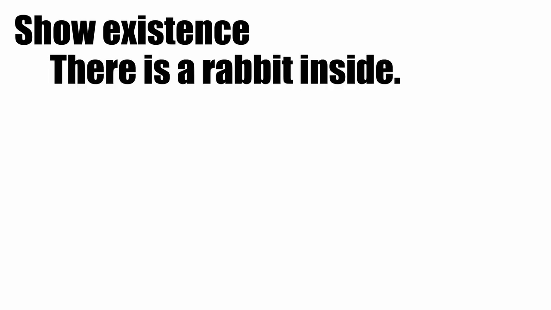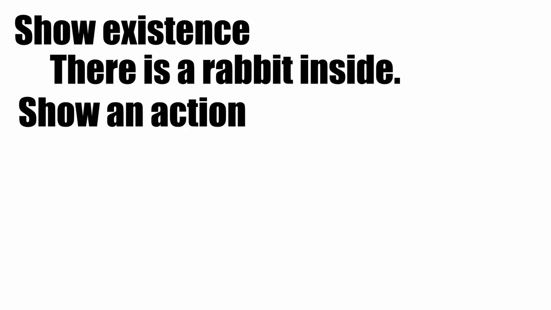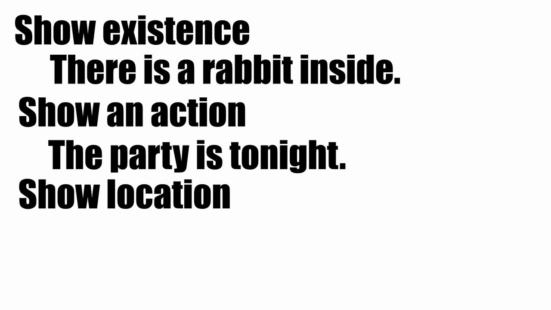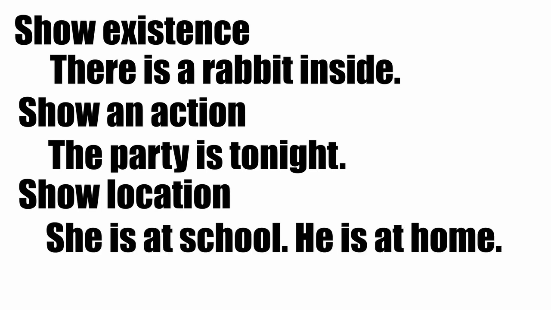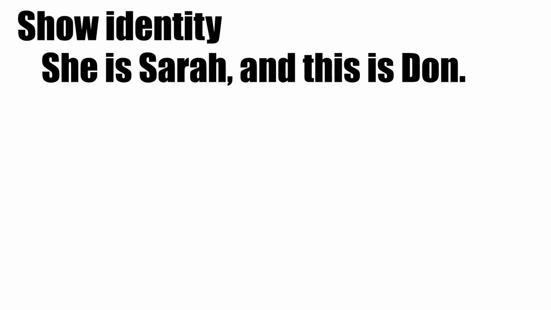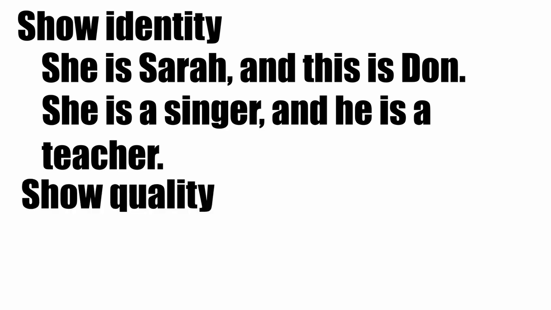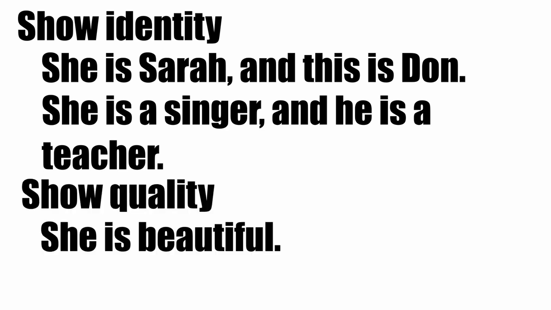Something exists. For example, there is a rabbit inside. Something happens. The party is tonight. Shows location. She is at school. He is at home. Shows identity. She is Sarah. And this is Don. She is a singer and he is a teacher. Shows quality. She is beautiful.